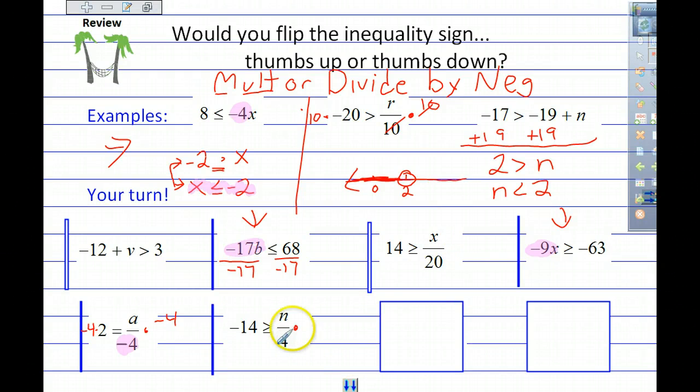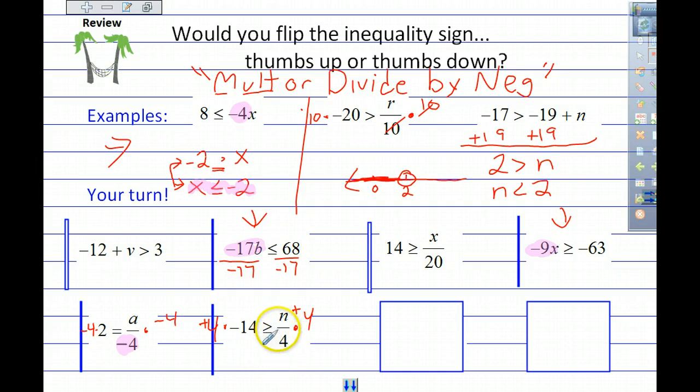Okay. Do you have to multiply or divide by a negative here? I have to multiply by 4 on both sides. There's a negative on this side, but I'm not multiplying by a negative. I'm multiplying by +4 on both sides. So here I do not change the sign.